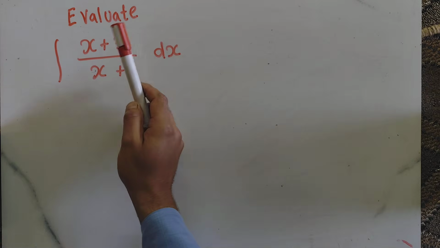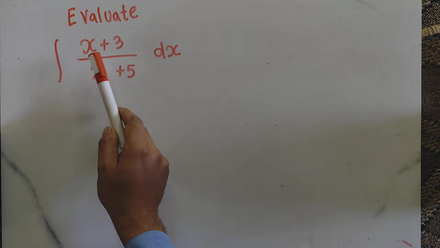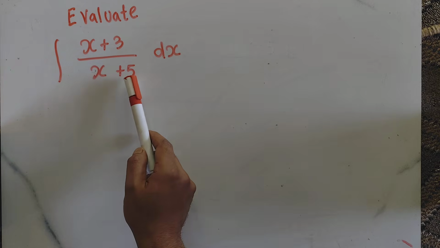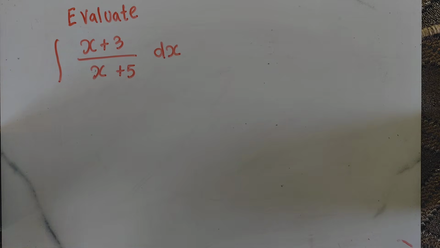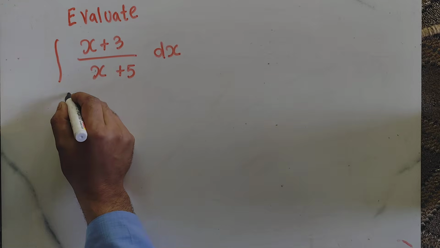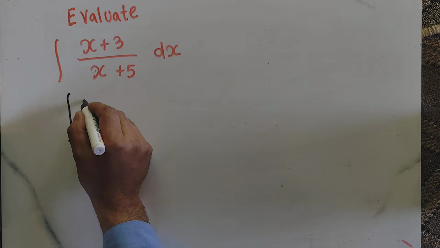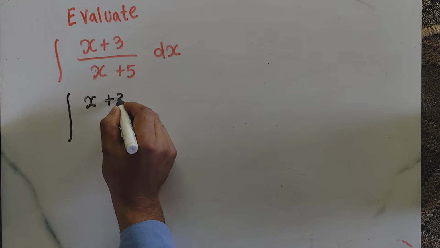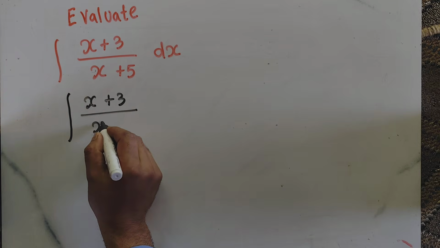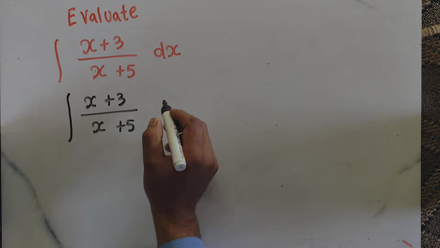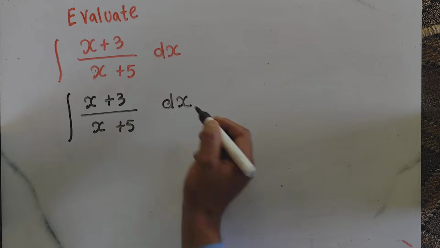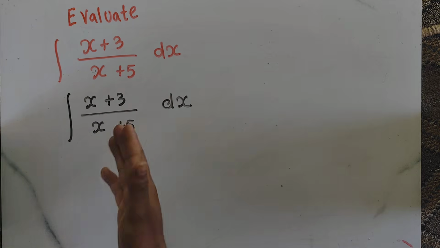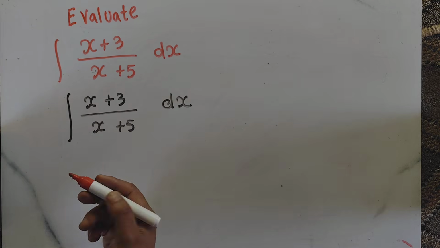The question is evaluate the integral of x plus 3 upon x plus 5 with respect to x. Okay, so how do we solve this kind of question? So let us write it like this. So we have the integral of x plus 3 divided by x plus 5 dx. Okay, now we cannot solve it directly, so we have to use the integration here.